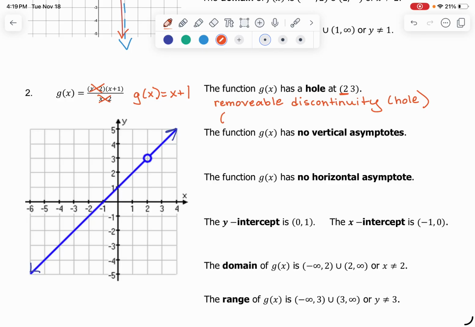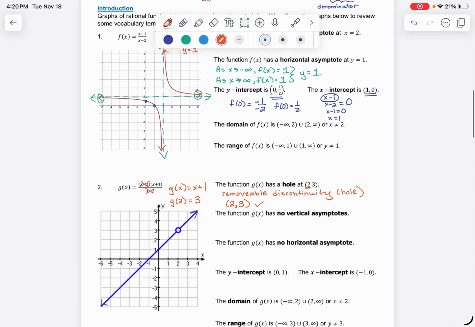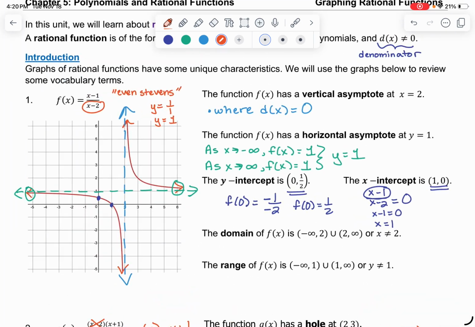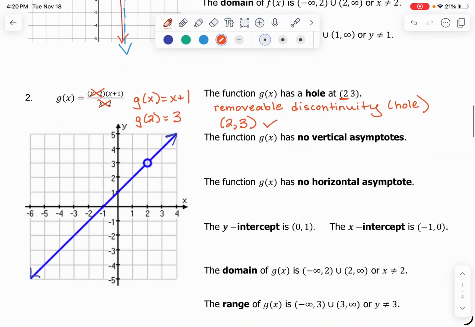To find the y value of the hole, you substitute 2 into the simplified form of the function. So we find g of 2, and we get 3. And so your hole, or your removable discontinuity, is at (2, 3). If we go back to number 1, we were not able to remove this x minus 2, so that's called an infinite discontinuity. We have a vertical asymptote. The difference here is that we could remove the x minus 2's, and so that's a hole instead of an asymptote.